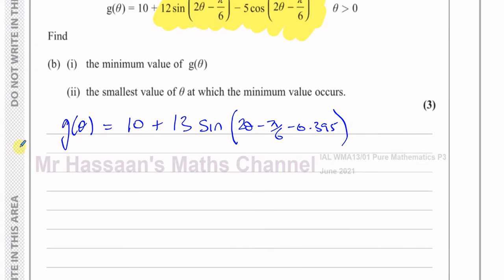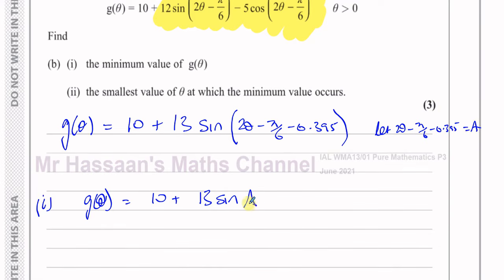So then we come to think about part B, part 1. It says, find the minimum value of g theta. So when you have 10 plus 13 times the sine of any angle, I'm just going to say let 2 theta minus pi over 6 minus 0.395 be A, so it's sine A. The sine of A has a maximum value of 1 and a minimum value of minus 1. The maximum value the sine of any angle can be is 1, and the minimum value can be minus 1.